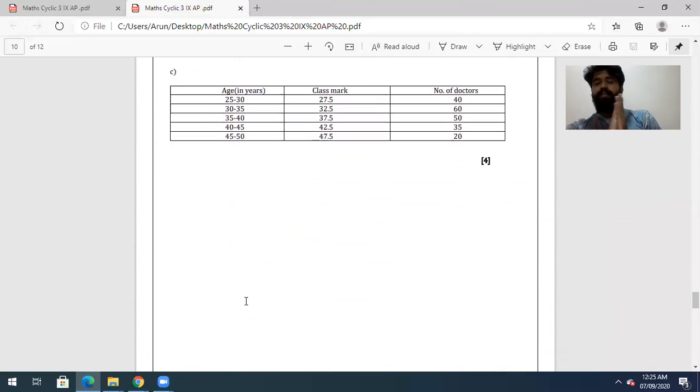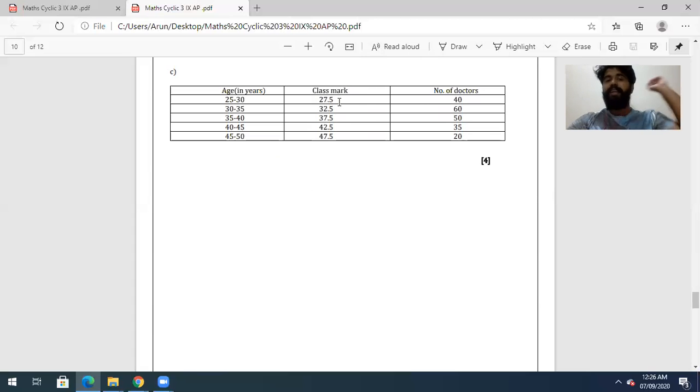Last question, students. You need to draw a frequency polygon. The ages of doctors are given. The range is 5 years, so 25 to 30, 30 to 35, 35 to 40, 40 to 45, and 45 to 50. The number of doctors in each range is given to us: 40, 60, 50, 35, and 20. So since we need to draw a frequency polygon, we will have to mark the middle point of every class, comma, the frequency of every class.